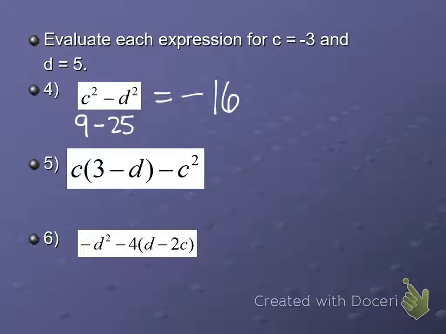Number 5, this one, I got a negative 3. Yeah, negative 3. What'd you get? So anybody severely disagree, think I made an error? Okay, we would have to do the parentheses first, then the exponent, then multiply, and then subtract. Any severe burning questions on number 5?